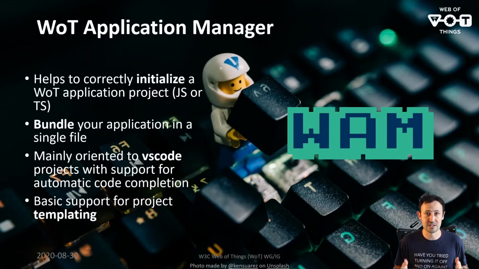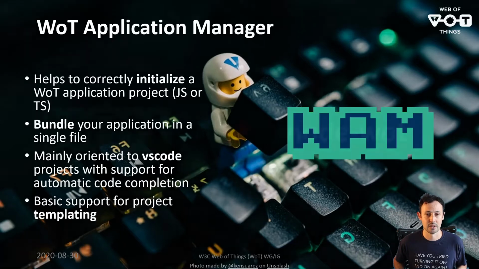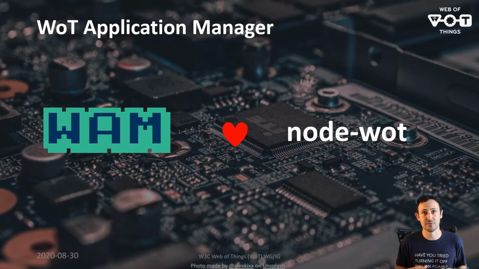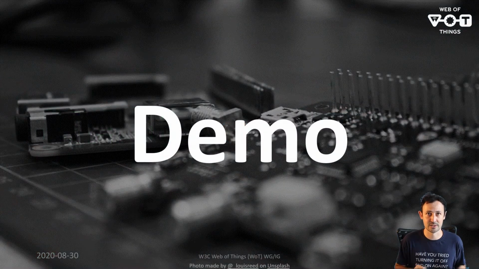It also has basic support for templating, and right now we support two simple templates for JavaScript and TypeScript, but in the future you can write your own templates so that you can help other developers in the development of the Web of Things. Finally, WAM is built for Node-wot. Node-wot is an implementation of the script API published by the W3C. Basically, it's where your application runs. It's a Node.js runtime, and you can find more in the link in the description. So, without further ado, let's start coding.